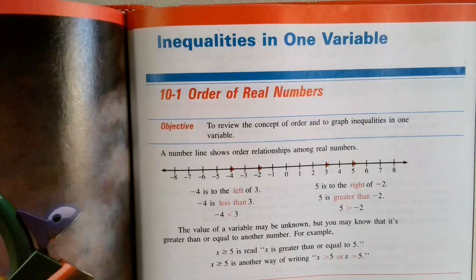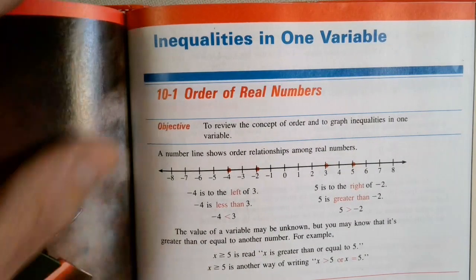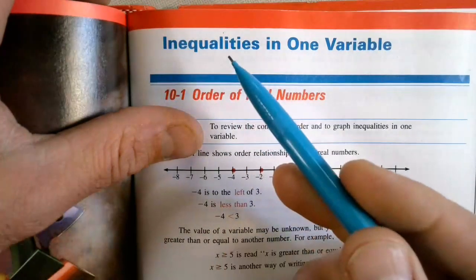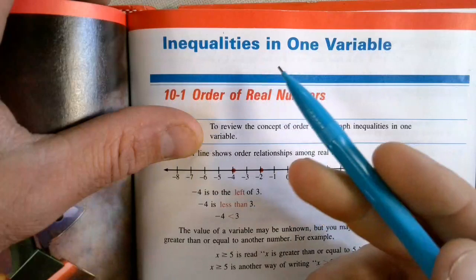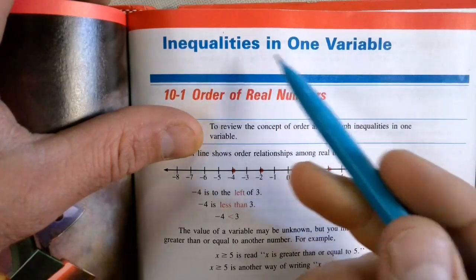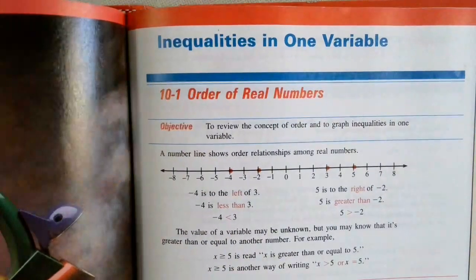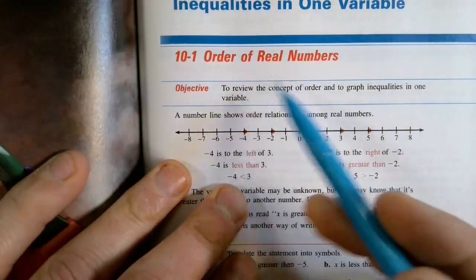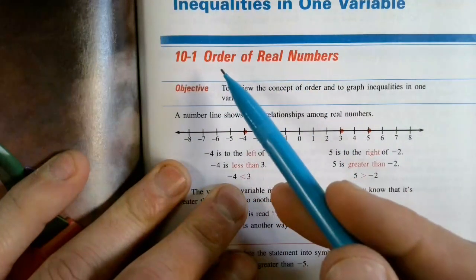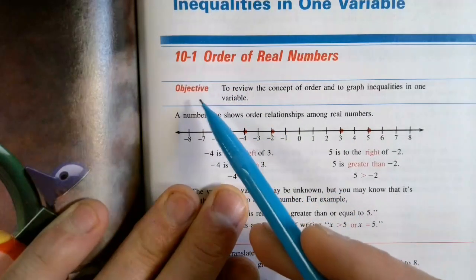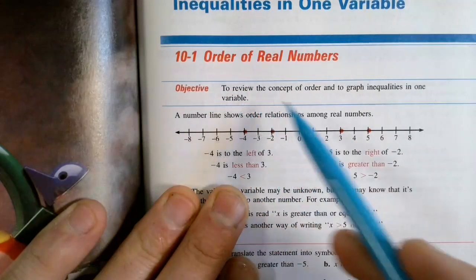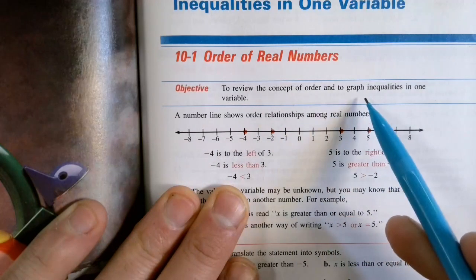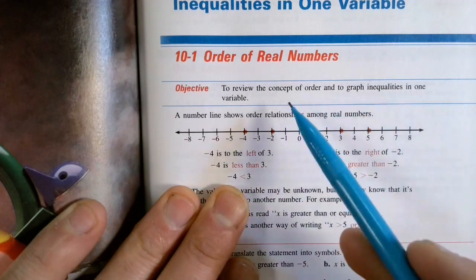Okay guys, welcome to chapter 10. We're just going to start dealing with inequalities. An inequality is something that does not equal each other, and this is an inequality with one variable. We're going to start with some review, and just remember how numbers can be ordered. They come in order. The objective of the lesson: to review the concept of order, numbers come in order, and to graph inequalities in one variable.